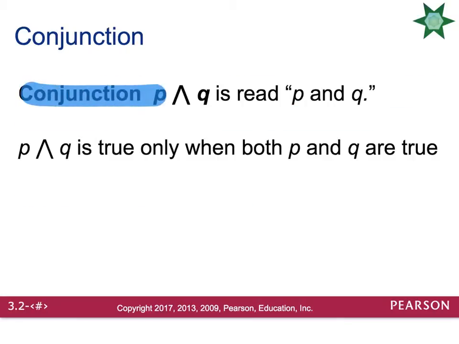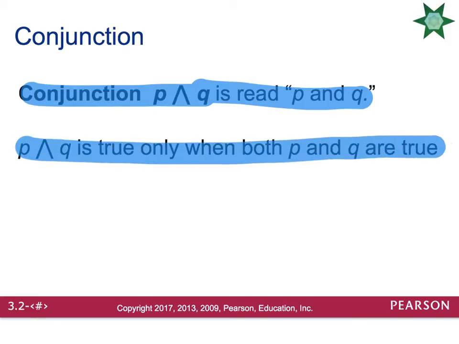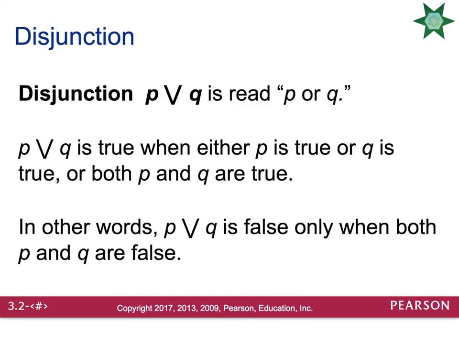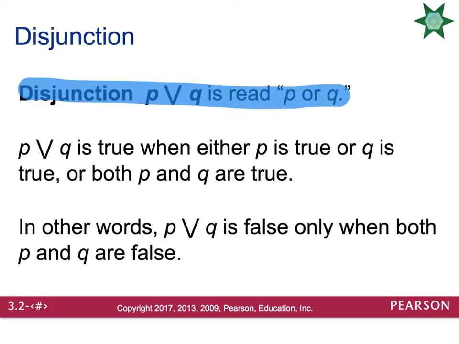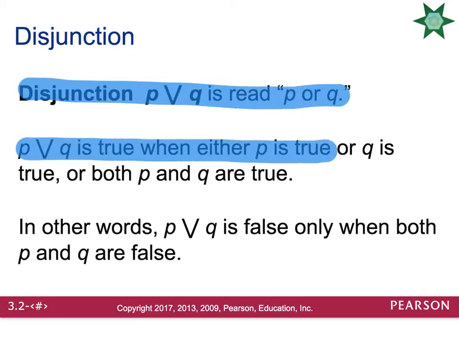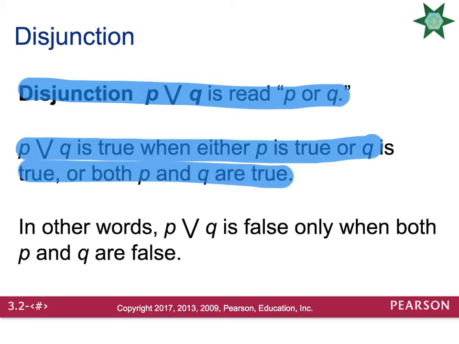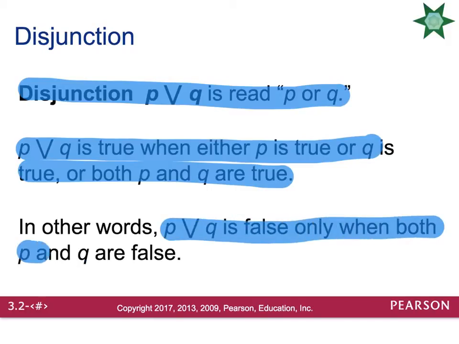Okay, just looking at conjunction again, P and Q is read "P and Q," and it is true only when both P and Q are true. So both of them have to be true. And then disjunction, P or Q, is read "P or Q," and it is true when either P is true or Q is true, or both are true. Another simple way to say that is P or Q is false only when both P and Q are false. So it's kind of the opposite of the conjunction. This is false only when both P and Q are false.